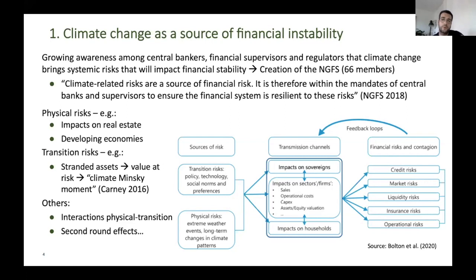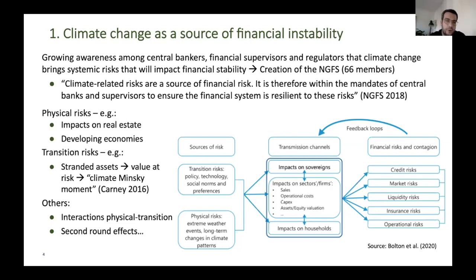And in its first report, the NGFS says that climate-related risks are a source of financial risk, and I'm quoting here, it is therefore within the mandate of central banks and supervisors to ensure the financial system is resilient to these risks. So they really take the perspective that it is within their mandate, which is a very strong statement.